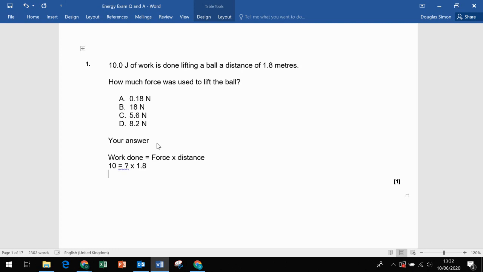Obviously, we can rearrange that. 10 divided by 1.8 equals 5.6 newtons, which means that the answer is C.